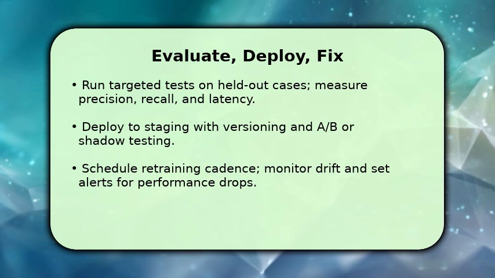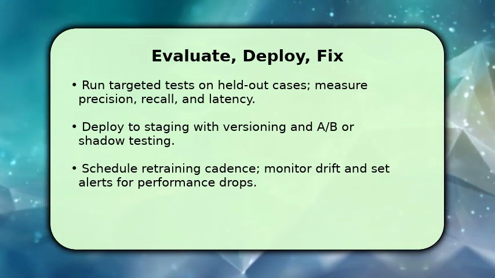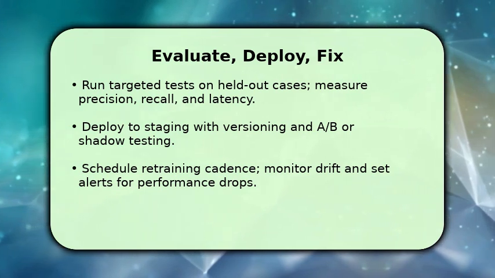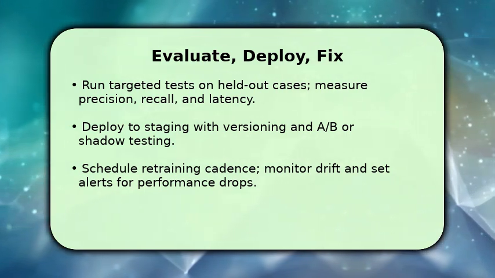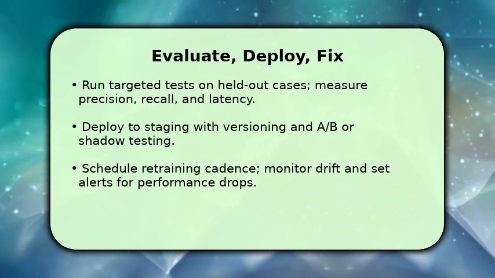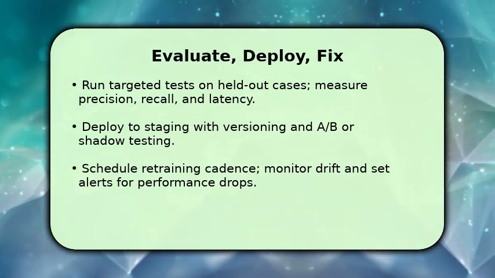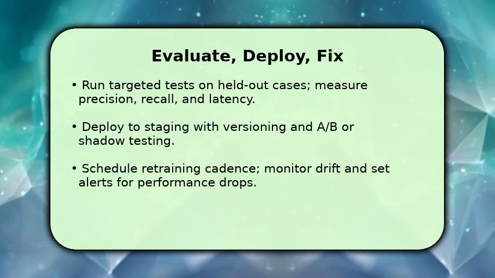Once live, monitor metrics and set automated alerts for concept drift or latency spikes. If issues arise, the key troubleshooting step is to inspect validation examples and model errors. Retrain with corrected labels or more diverse samples, and roll out incrementally to avoid regressions.